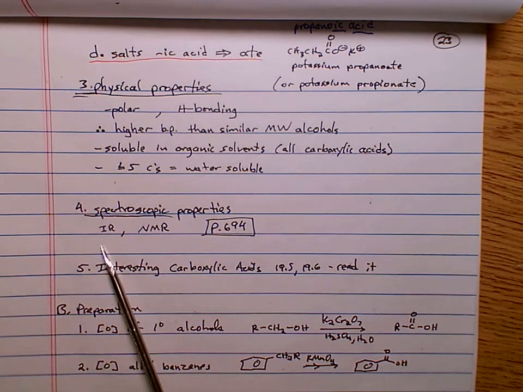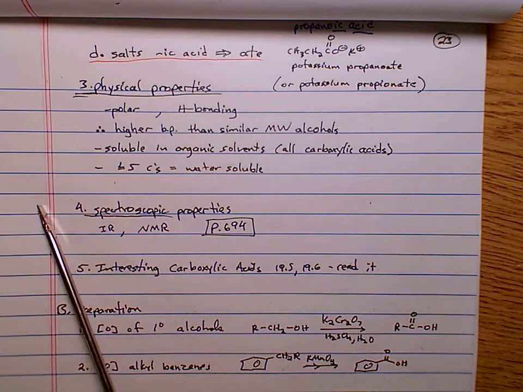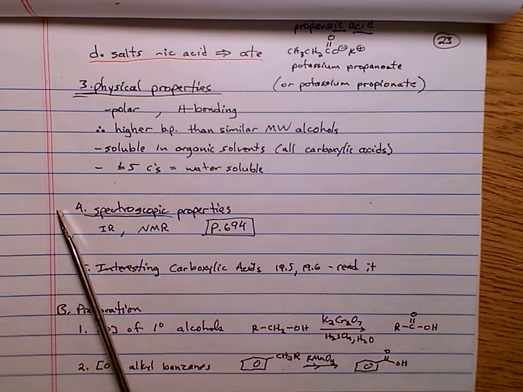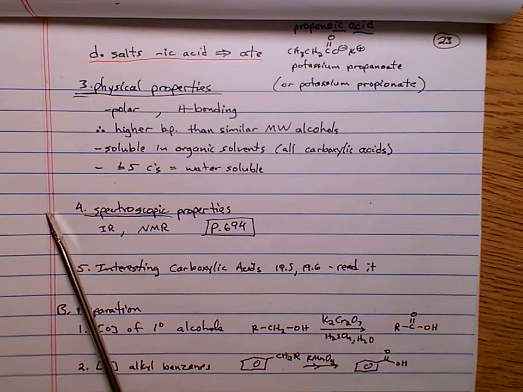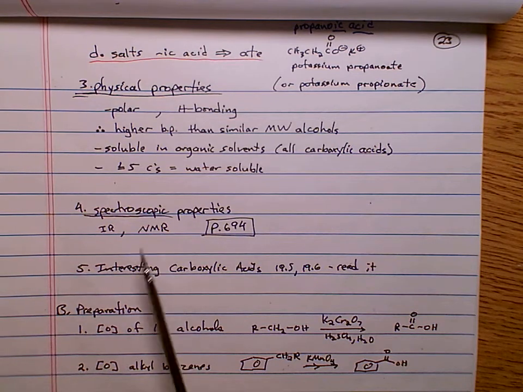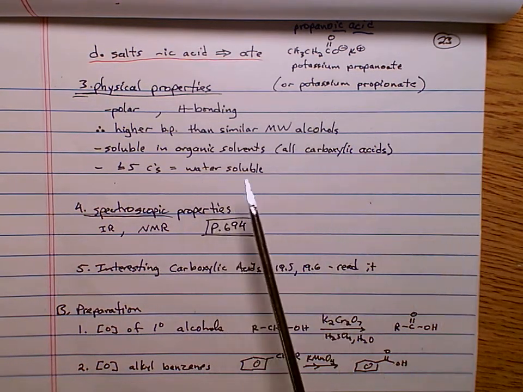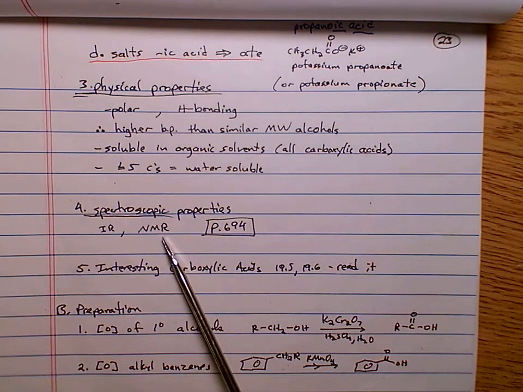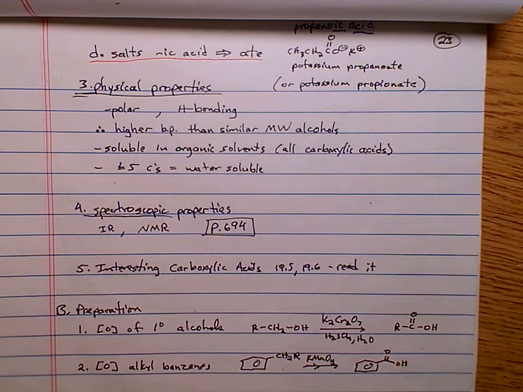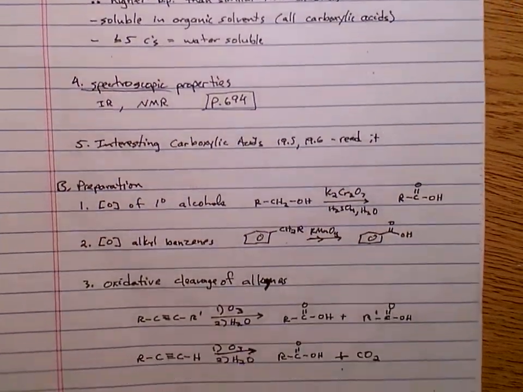Recall in the IR, carboxylic acids have very wide OH groups, tend to have fairly wide peaks, especially the carbonyl peak. In the NMR, the hydrogen bonded to the oxygen of a carboxylic acid comes around 10 to 12 ppm and is a broad peak. Interesting carboxylic acids, there's a bunch, read about it.